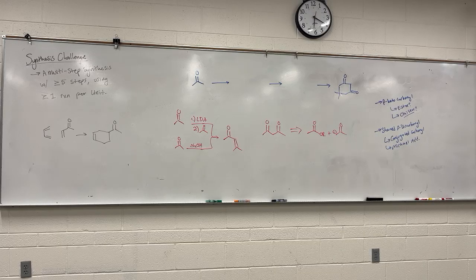Alright, how do we know that this one's going to attack that one? Again, there's multiple possibilities. This could attack here, that makes a four-membered ring. This could attack here, that makes a four-membered ring. This attacking right here forms the most stable ring size, because it's the middle carbon between the two.